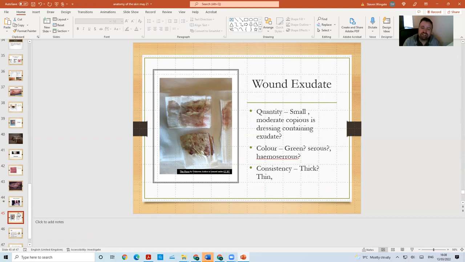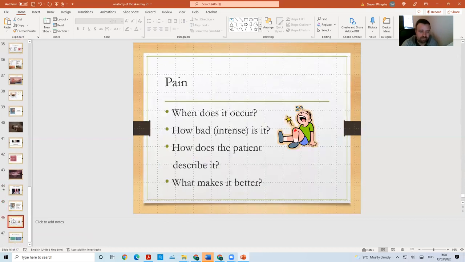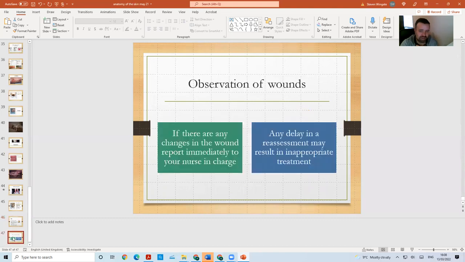When you remove the dressings, you need to record what's coming off, so the excretion there. So does it smell? Is it green? Does it look horrible? And what's the consistency? So as you write your notes up, that's what you're looking for. And equally, you're going to be addressing pain. So how bad was it on a scale of 1 to 10, the intensity and the site, and what actually made it feel better. And finally, you're going to look if there are any changes in the wound. You're going to report that immediately to your nurse in charge, and any delays in reassessment may result in inappropriate treatment.